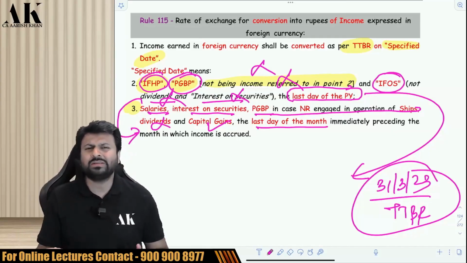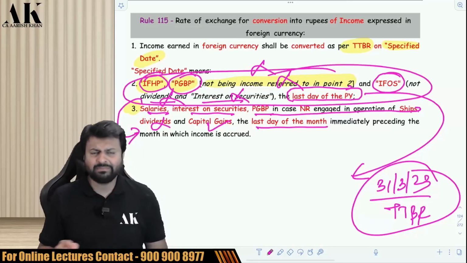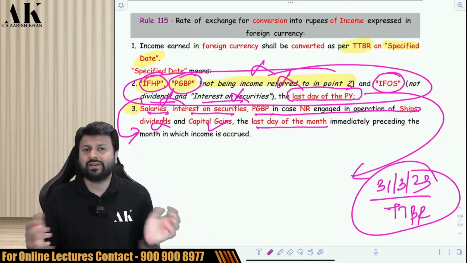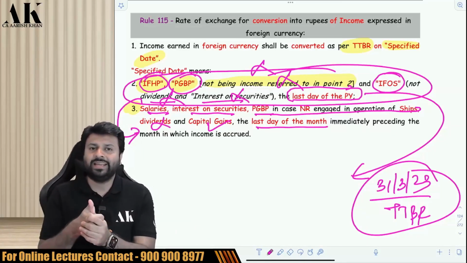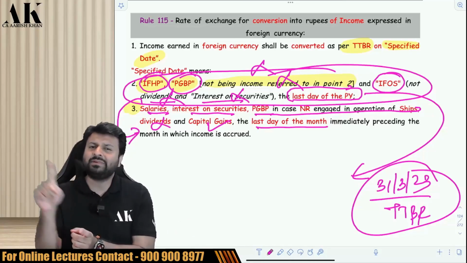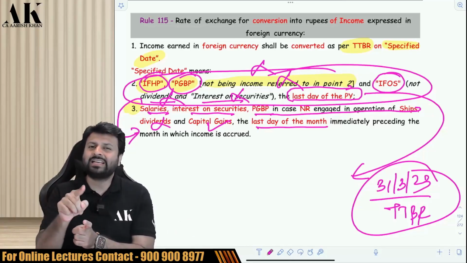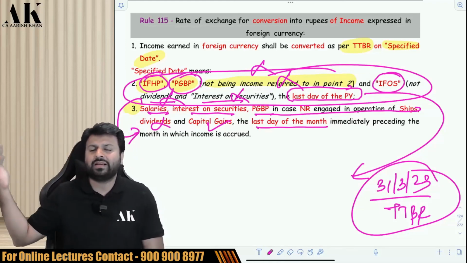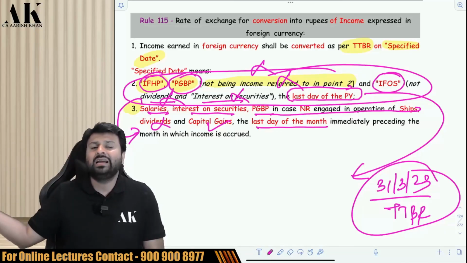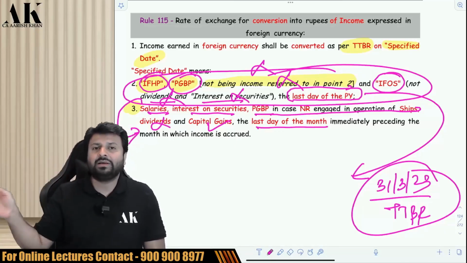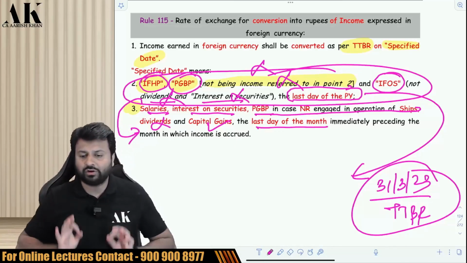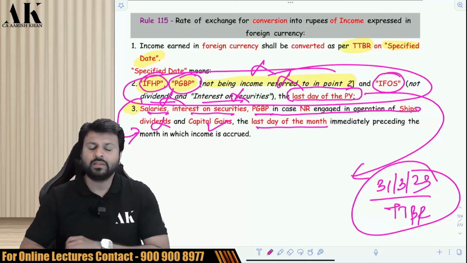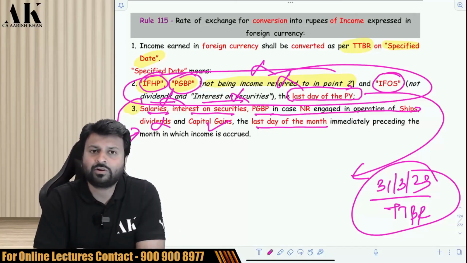So I would give you a simple suggestion which everybody can understand. Just remember the first point, and the second point is the balancing figure. Income from house property, last day. PGBP except non-resident shipping business, last day. And IFOS except dividend and interest on securities, last day. Apart from that, every income will be calculated based on the preceding month's last day. Preceding month's last day means monthly calculation has to be done for all these cases. So this is what this very big topic is all about. That is your non-resident taxation.